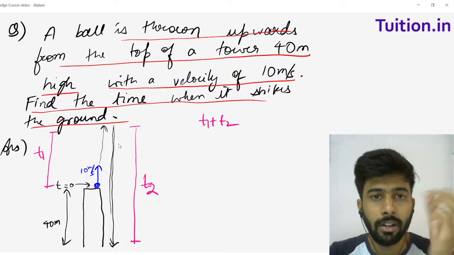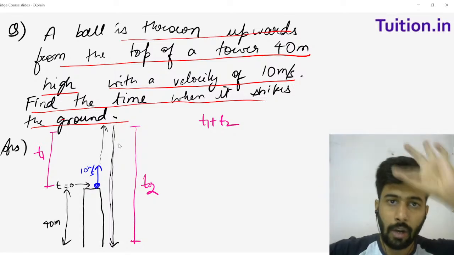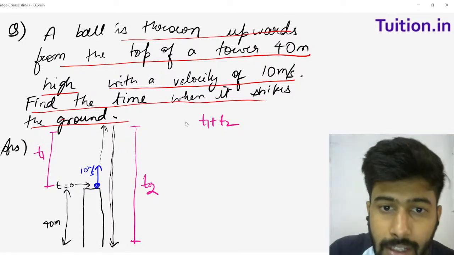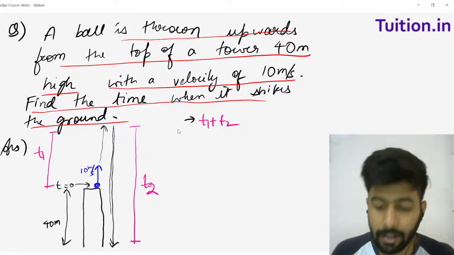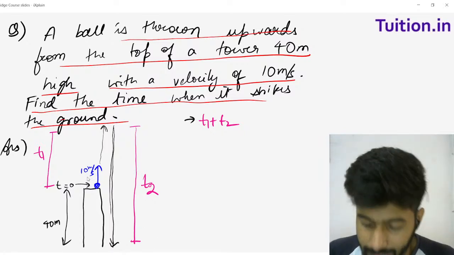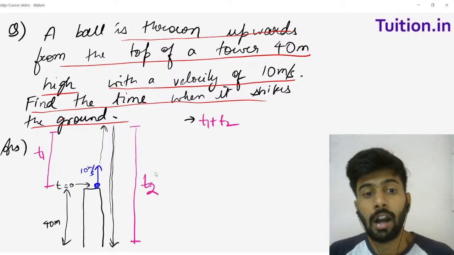So far so good. The ball will take a time t1 to go up. Okay, now it will stop, and it will take a time t2 to come down. If I add t1 and t2, that's all. That is the time it takes to strike the ground. Okay, Akshat is saying I'm getting t1 as 1 second. Let's see whether it's 1 second or not. How do you do it?